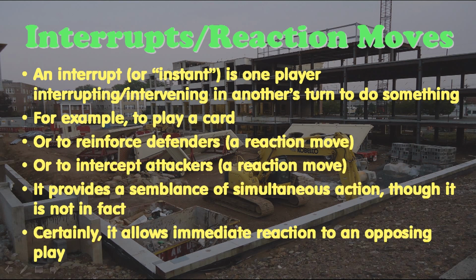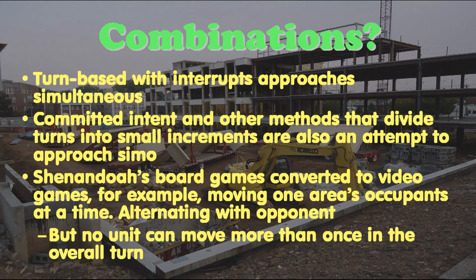Then you have things you can add to turn-based or committed intent, which can be called variously interrupts, or instants, what they're called in Magic: The Gathering, or reaction moves. So it interrupts the other player's turn. Typically that's going to be to play a card and then execute the card. But a reaction move could be to enable one player to reinforce some defenders or to intercept attackers. So it provides a semblance of simultaneous action, even though it isn't in fact. It certainly allows an immediate reaction to an opposing play. And you can have more combinations, turn-based with interrupts, committed intent, and other methods that divide the turn into smaller increments, again to try to approach simultaneous.